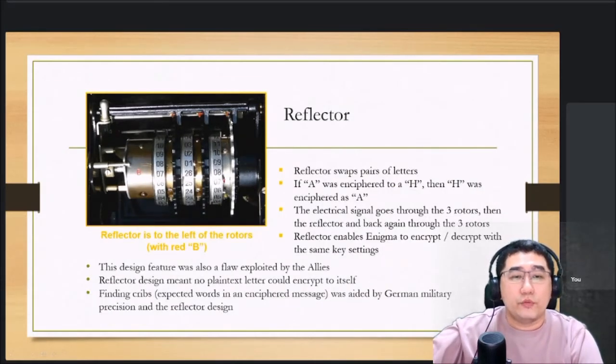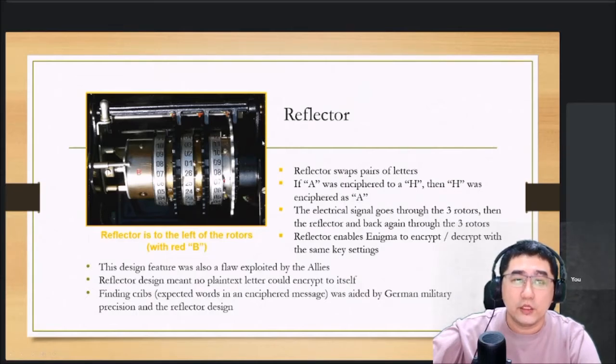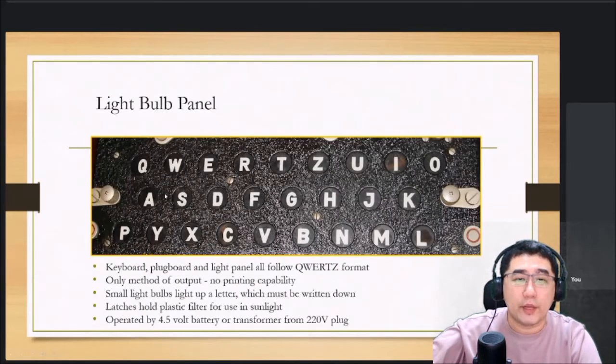Then at the back you have a reflector. After the electric pulse is sent through the 3 rotors, it will go to the reflector. The reflector will reflect the pulse, go through the 3 rotors again, then only appear on the light bulb. So this is how the reflector works. And the light bulb is on the cover.